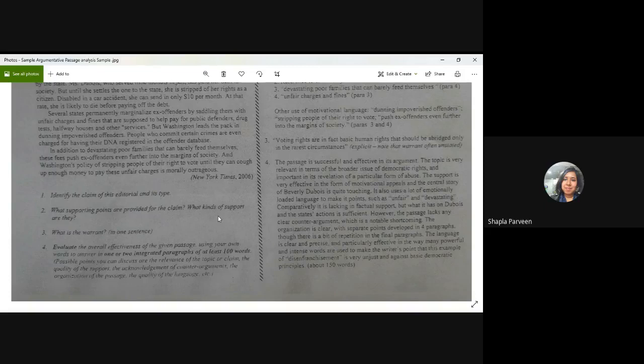Remember that the main objective for writing an argumentative essay or passage is that the writer wants to convince the audience or the readers into believing in his or her viewpoints. So after the claim statement, there has to be supporting points. The supporting points will provide logical explanation or information that will try to support the writer's viewpoint.